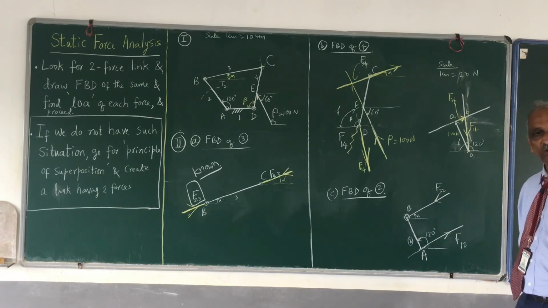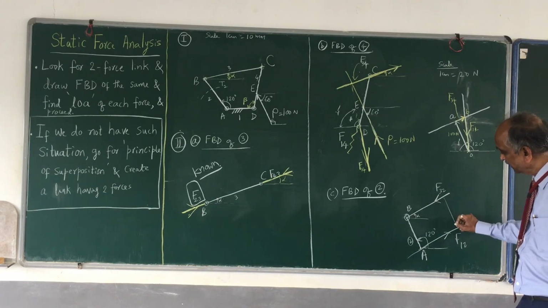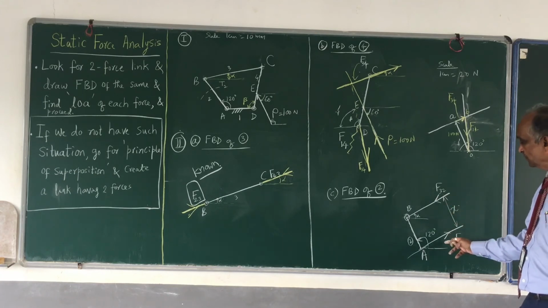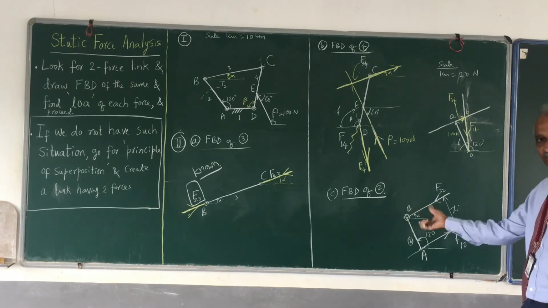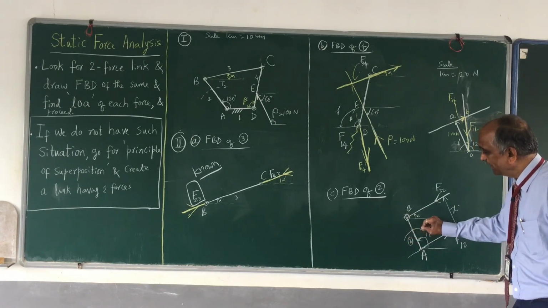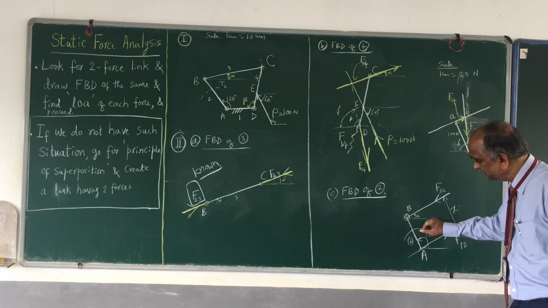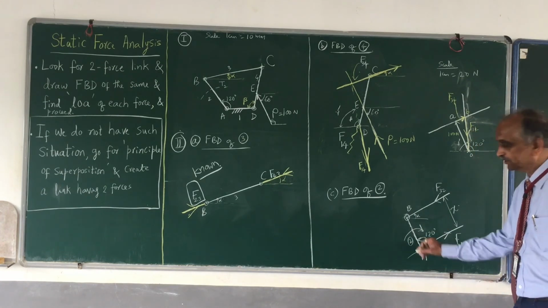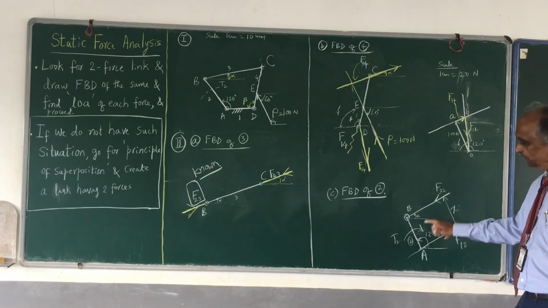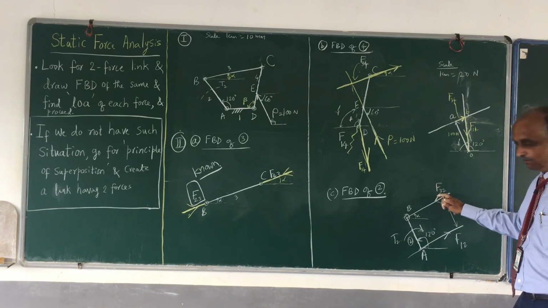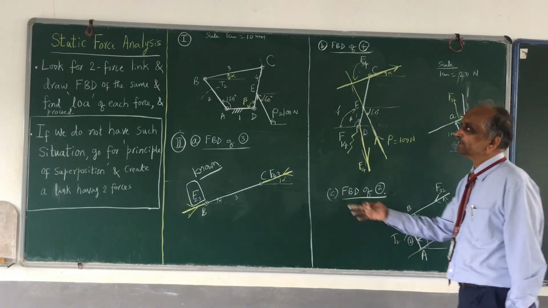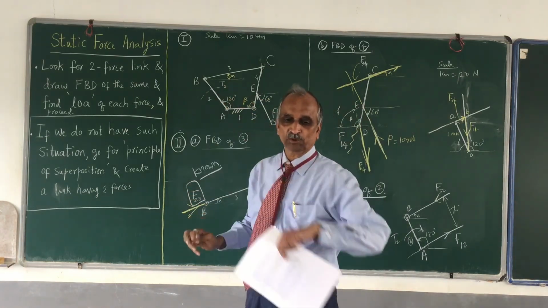Now these two form what? A couple, and find out the perpendicular distance. Let me mark it as X. F32 and F12 form a couple. What is the direction? Anti-clockwise. And therefore, to balance that, what do you have to apply? You have to apply a torque T2, in clockwise direction. So what is the value of T2? F32, which is known, multiplied by this X. That will give you T2. That is the torque that you have to apply on the input link.